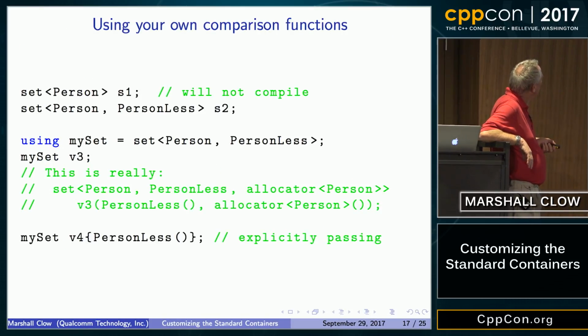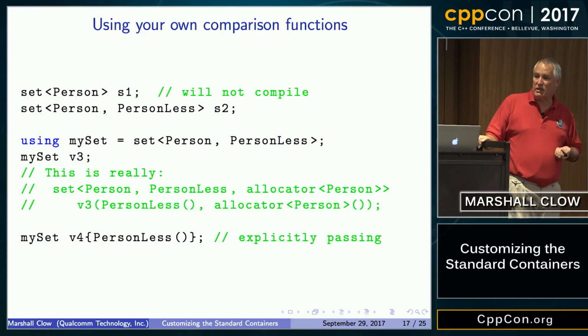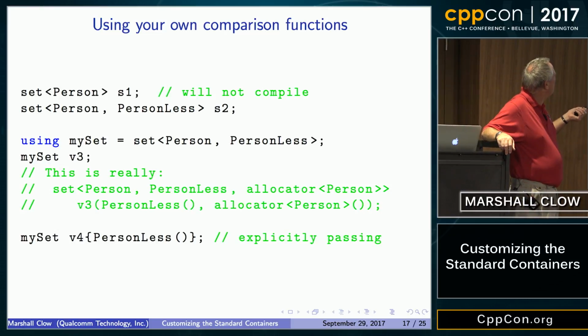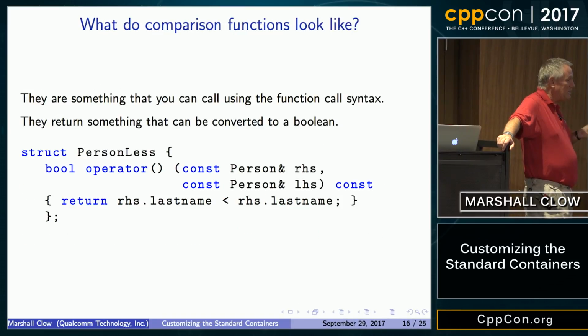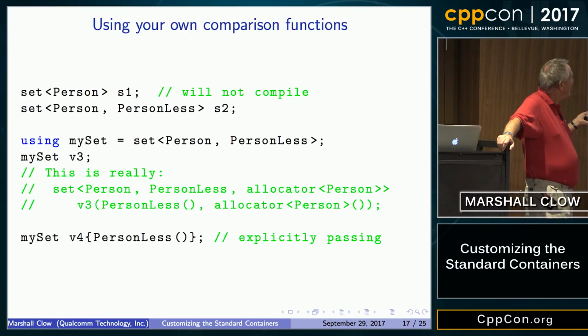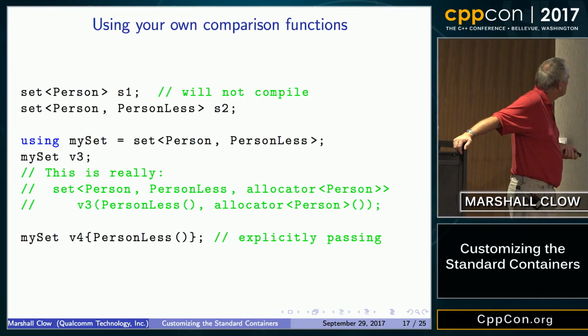okay, did that. Here's examples, right? Like the allocator stuff, we had set person. Person, this will not compile unless your person has an operator less than defined on it. This will default construct person less and use that as the comparison. Person less, yes. Some persons are less than others. And in this case, everybody is less than others because I can't type. Anyway, so my set person less. This is really the same as set person less, allocator person v3 person less, default constructed person less, default constructed allocator of person less.